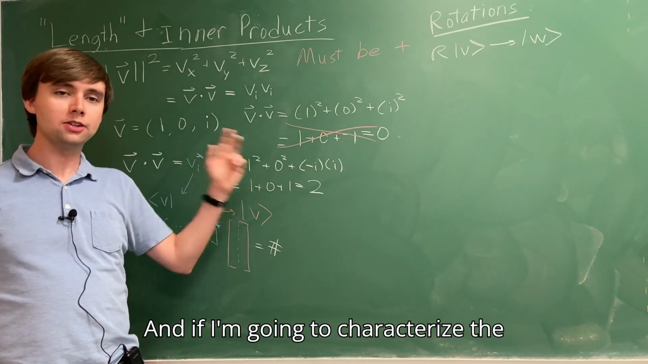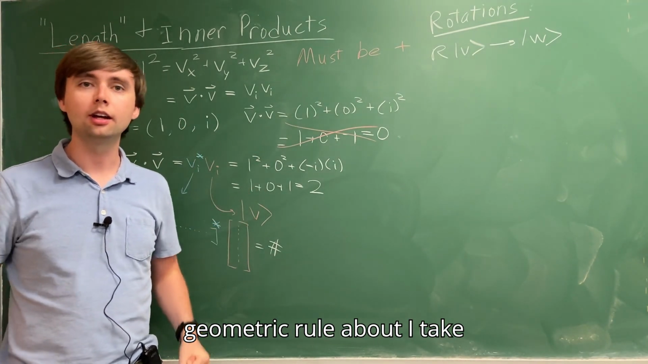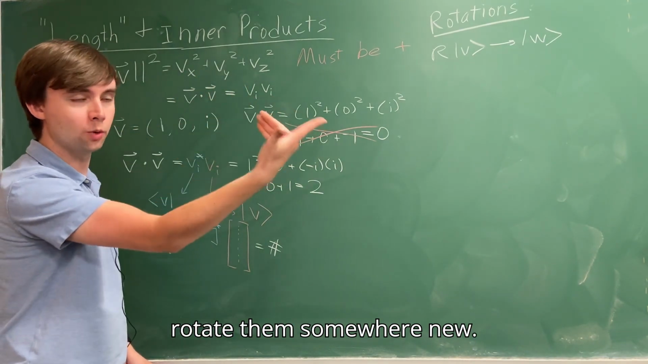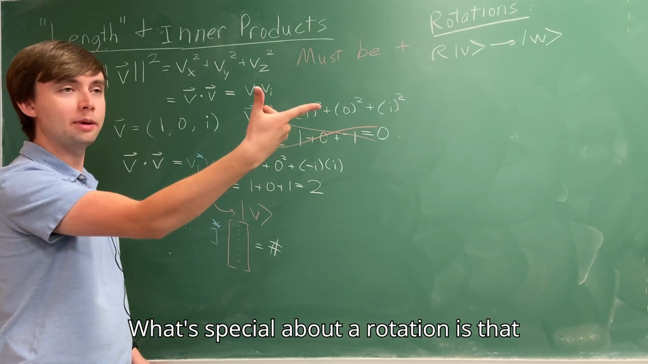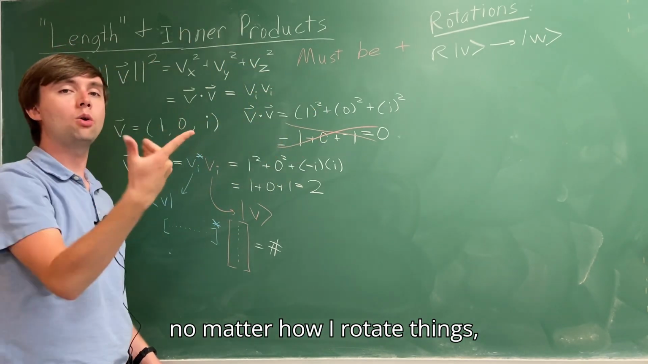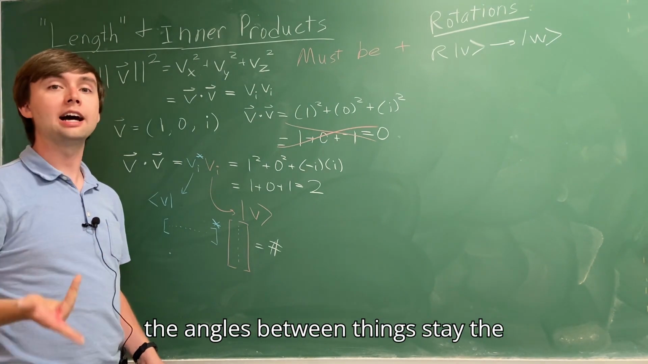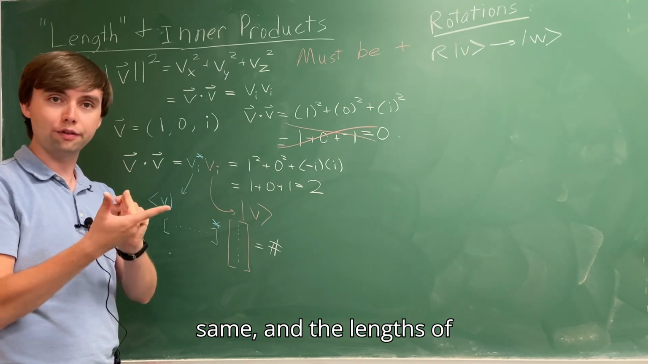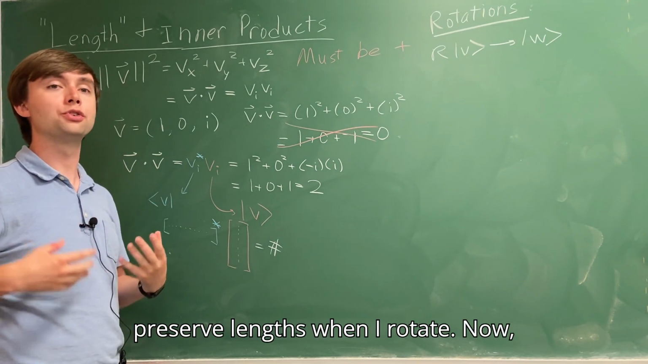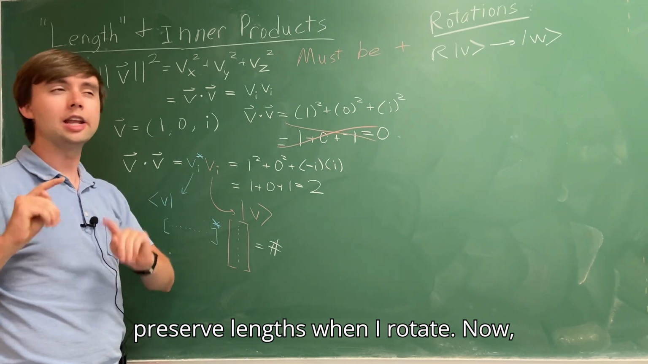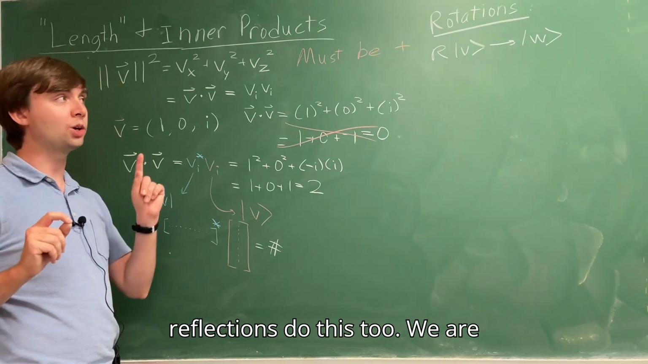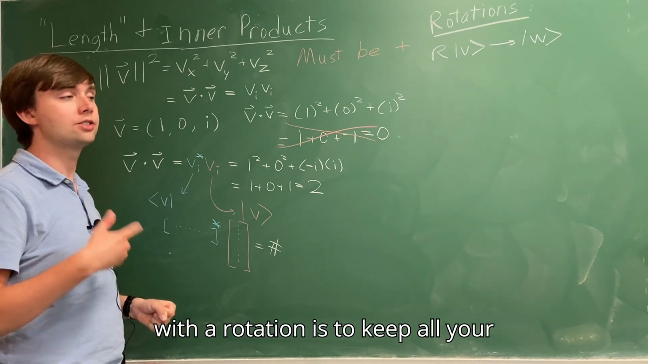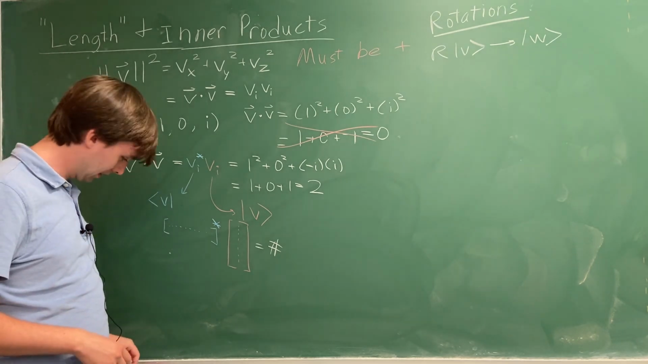And if I'm going to characterize a rotation, so I'm going to give you a geometric rule about I take x, y, and z axes, and I rotate them somewhere new. What's special about a rotation is that no matter how I rotate things, the angles between things stay the same, and the lengths of things stay the same. I want to preserve lengths when I rotate. Now, reflections do this too. We are later going to talk about how to rule out reflections from this, but the key idea with the rotation is to keep all your lengths constant.